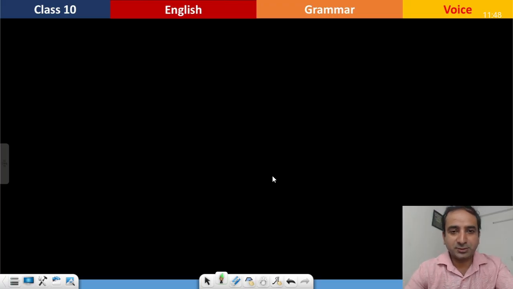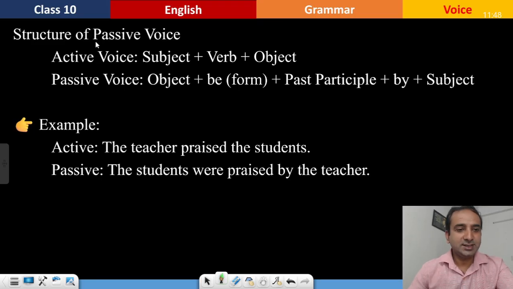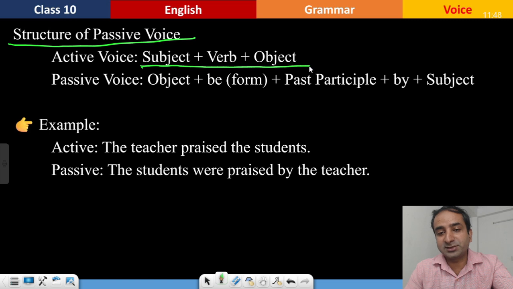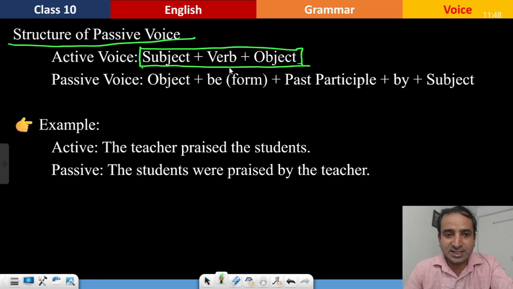Okay, so now we move. Let us understand the structure of passive voice. What is the structure? See, in active voice, we have already studied, we use the verb after the subject. Means we use these three combinations. While going through the tenses, we have studied this: subject, verb, and object. This is the basic structure of any sentence: subject, verb, and object. And in the tenses, we have learned how we can use these three things in a structure.